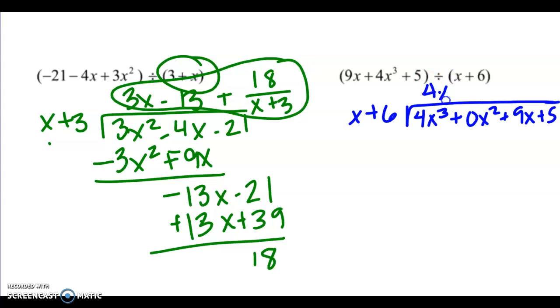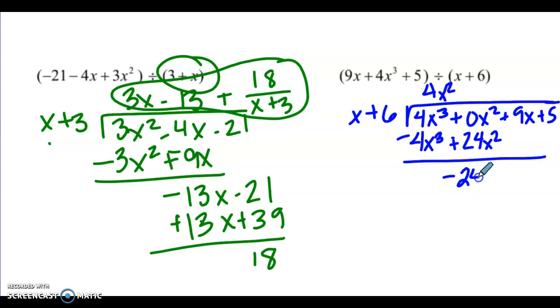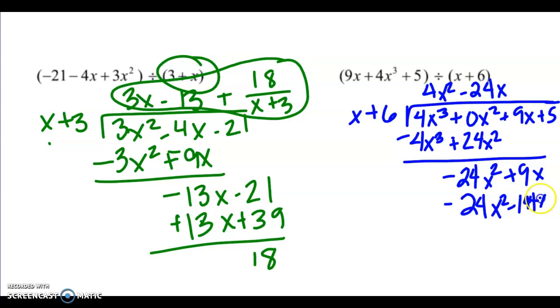So 4x squared is going to go first. That's going to be 4x to the third plus 24x squared. I'm going to subtract. These cancel. This gives me a negative 24x squared plus 9x. X into negative 24 is going to be negative 24x. That's going to be a negative 24x squared, and then it's going to be, oh, this is a big number. It's going to be a negative 144x. Okay, so if I subtract these, that's a tick, tick.